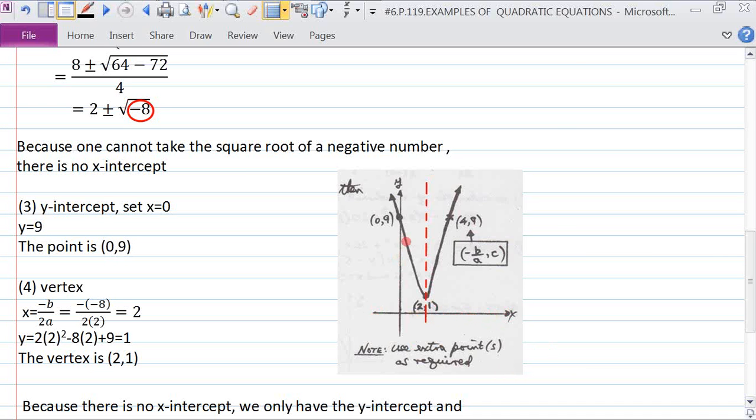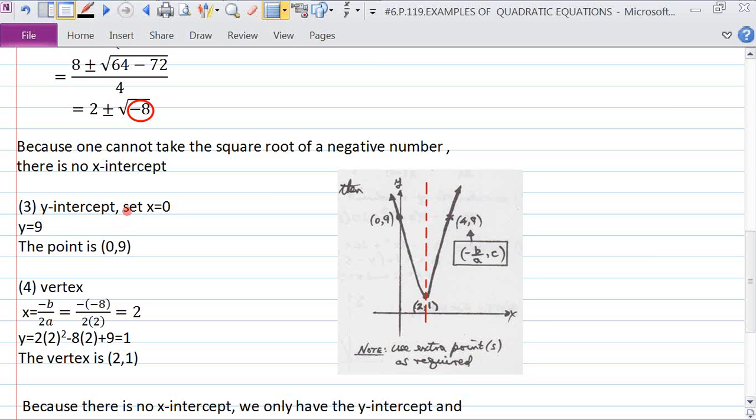Now, you'll notice that some graphs will cross the x-axis so that there are 2 points. We've also seen a graph where the parabola crosses only at 1 point, or touches the x-axis at 1 point. But this is a case where the parabola does not touch the x-axis and there is no x-intercept.